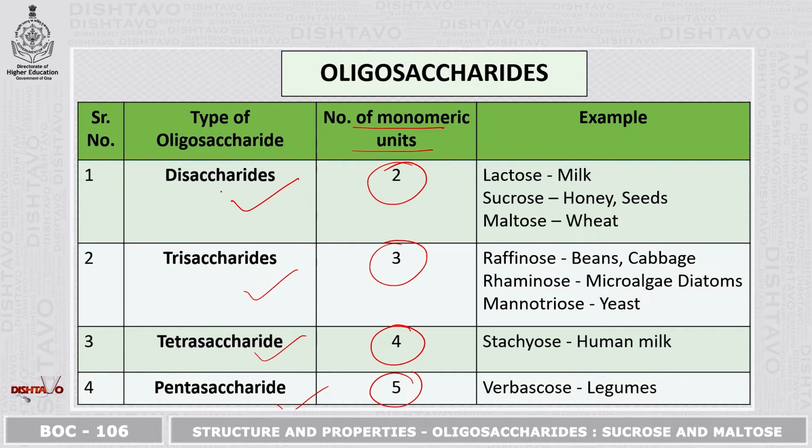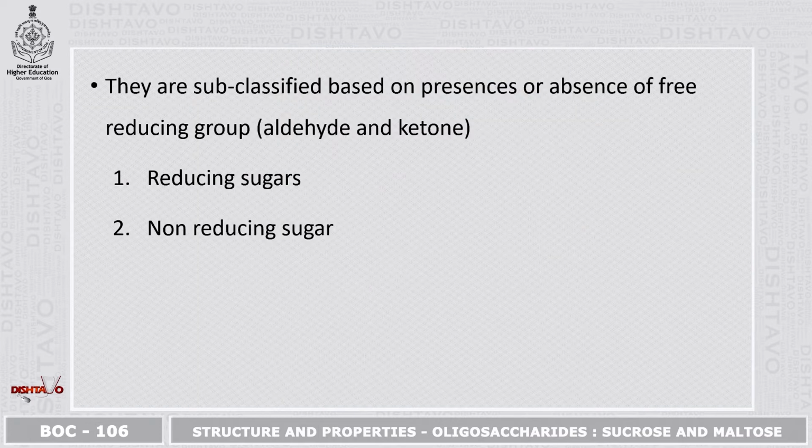To cite an example, under disaccharide, we have lactose, which is found in milk, sucrose in honey and seeds, and maltose in seeds such as wheat. Under trisaccharide, we have raffinose found in beans and cabbage, rhamnose found in microalgae and diatoms, and manninotriose which we have found in yeast. Under tetrasaccharide, we have stachyose in human milk, and verbascose in the case of pentasaccharide, which is found in the legumes.